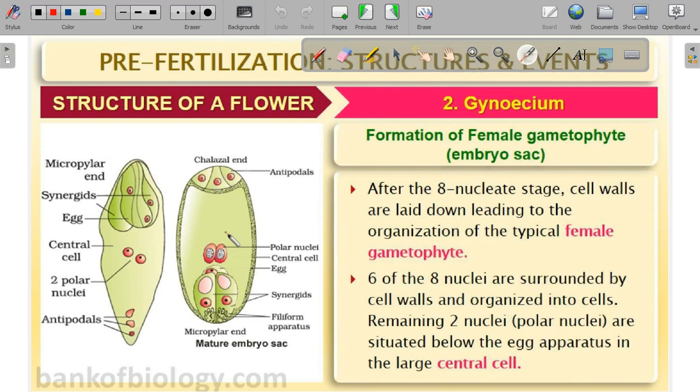About that concept I'll teach you in the last class. Can they enter into the synergids also? No. Here we have the filiform apparatus at the synergid. They won't enter the synergids directly; through the filiform apparatus in the synergids, they enter and reach the egg. Therefore, children, what is the role of the filiform apparatus? It guides the entry of the pollen tube.